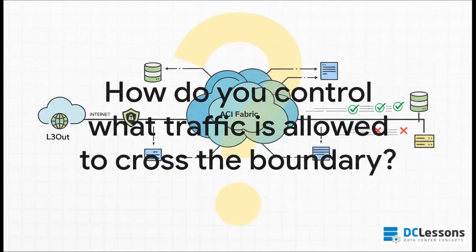So, you did it. You established connectivity, routes are flowing, the fabric can see the outside world. But this brings up a brand new, really important question. How do you control exactly what traffic is allowed to cross that boundary? That brings us right to the heart of ACI's security model, contracts. And we'll dig into exactly how those work in a future explainer.